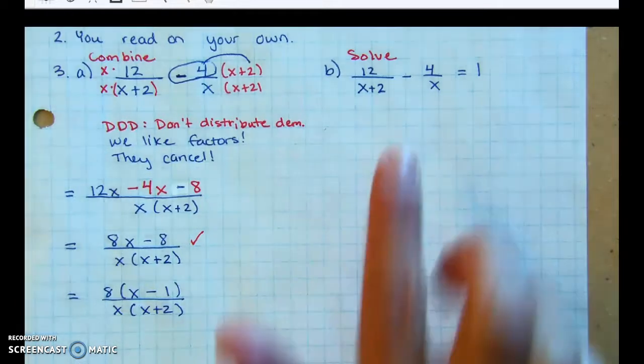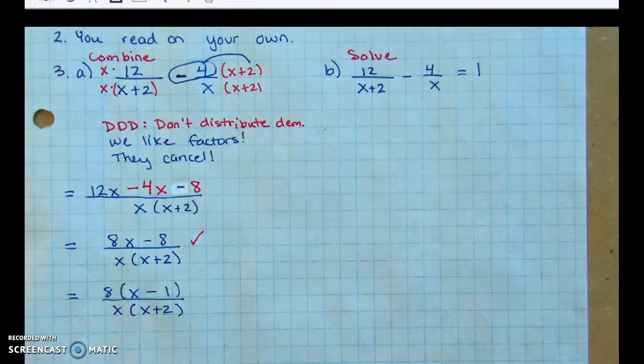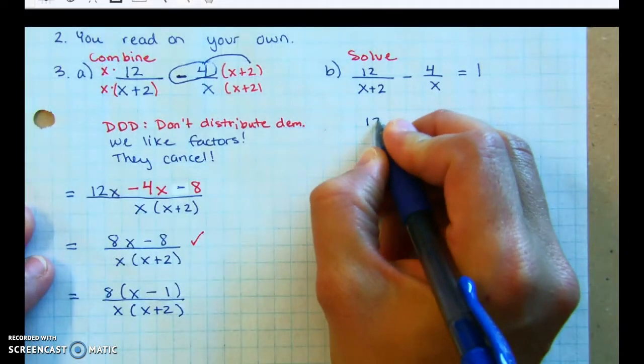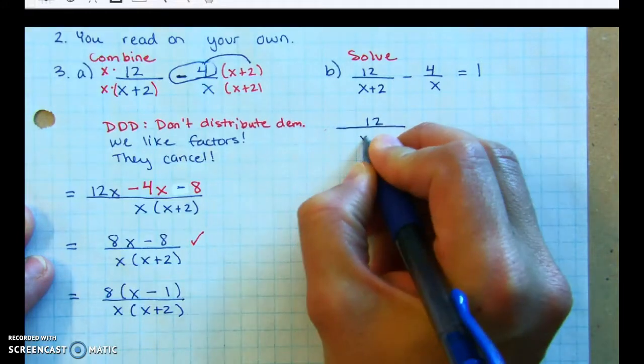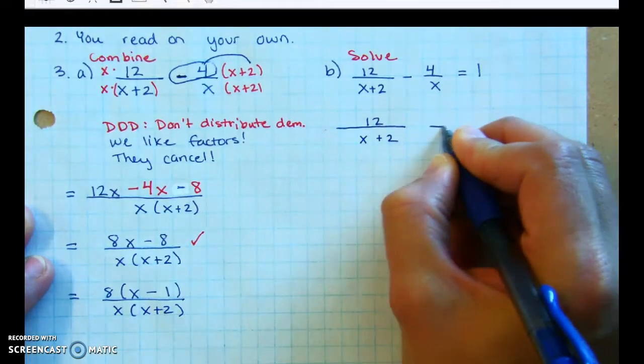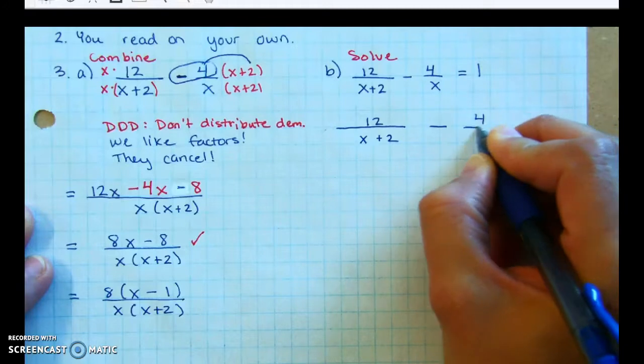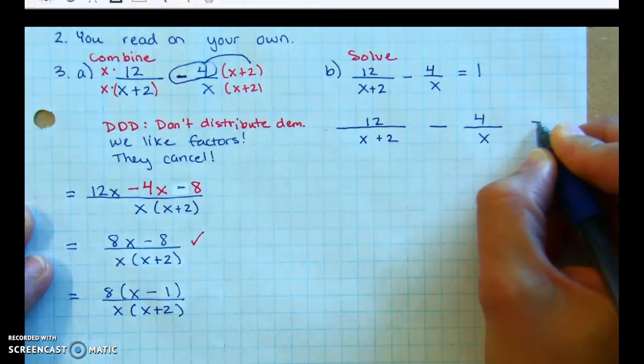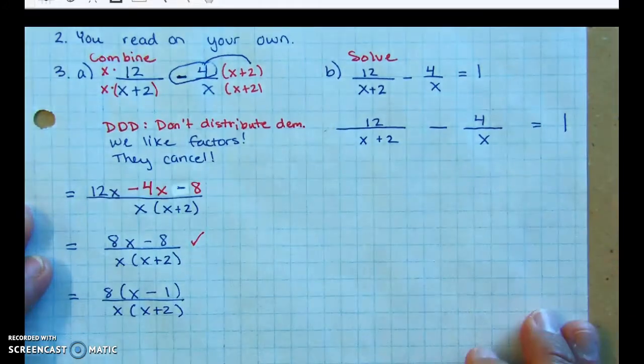All right, let's do B here. So we're going to solve now. Now this is going to be a mess. So do you know what I'm going to do? I'm going to spread this out, like write it so I have lots of room. Really stretch it out. Okay?